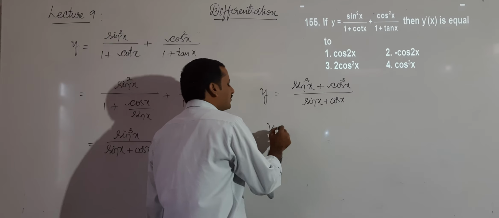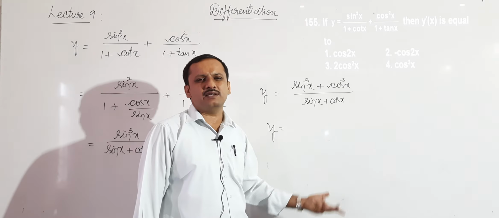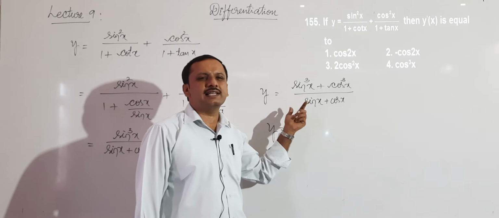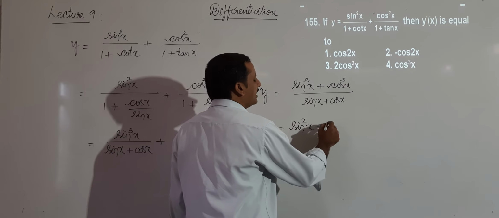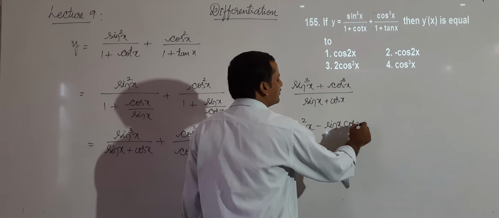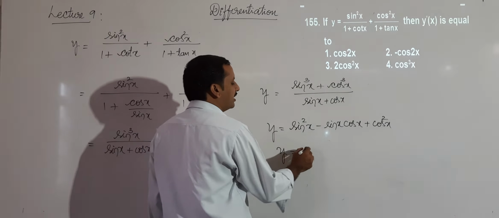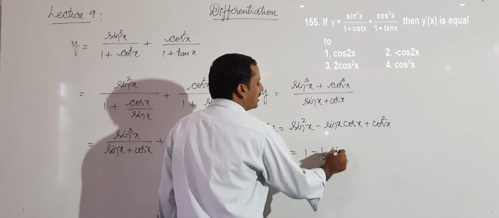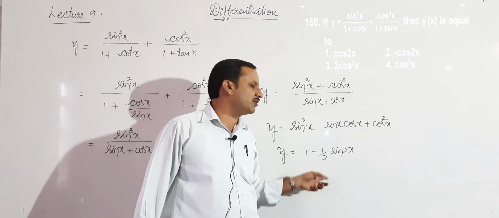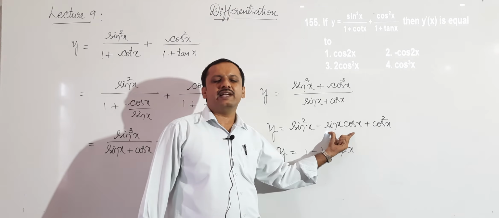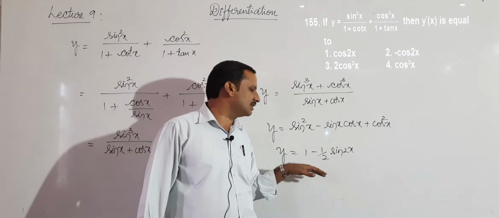So numerator is of the form a cube plus b cube. A cube plus b cube is nothing but a plus b into a square minus ab plus b square. That a plus b is sin x plus cos x, so that gets cancelled. So then you have a square minus ab plus b square. Then the sin square x plus cos square x is 1. And here I will multiply and divide by 2. Sin square x plus cos square x I am writing as 1. Sin x cos x I am multiplying and dividing by 2. So then 2 sin x cos x I can write as sin 2x. So this is our y.